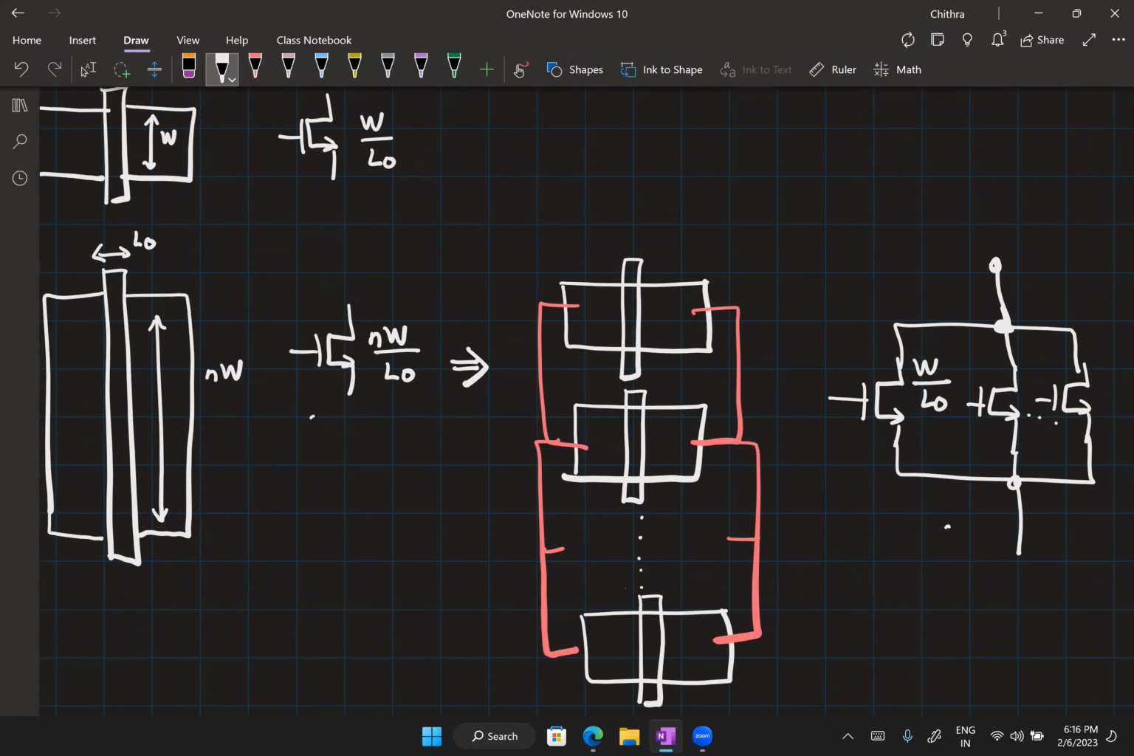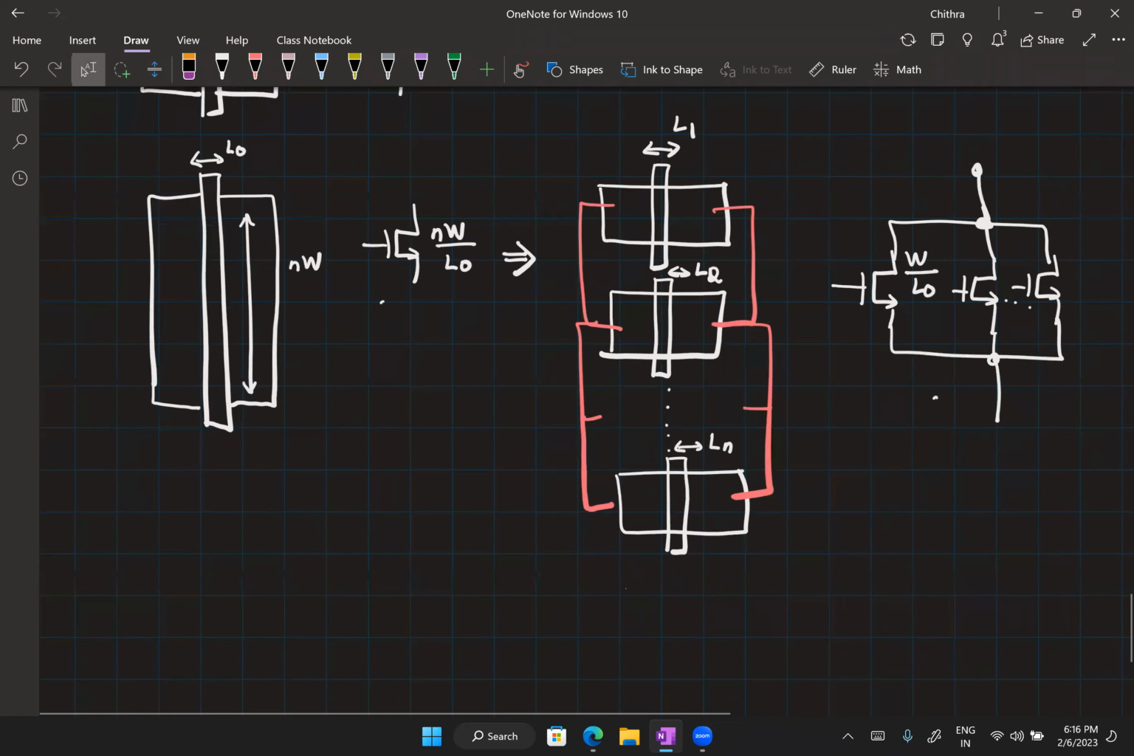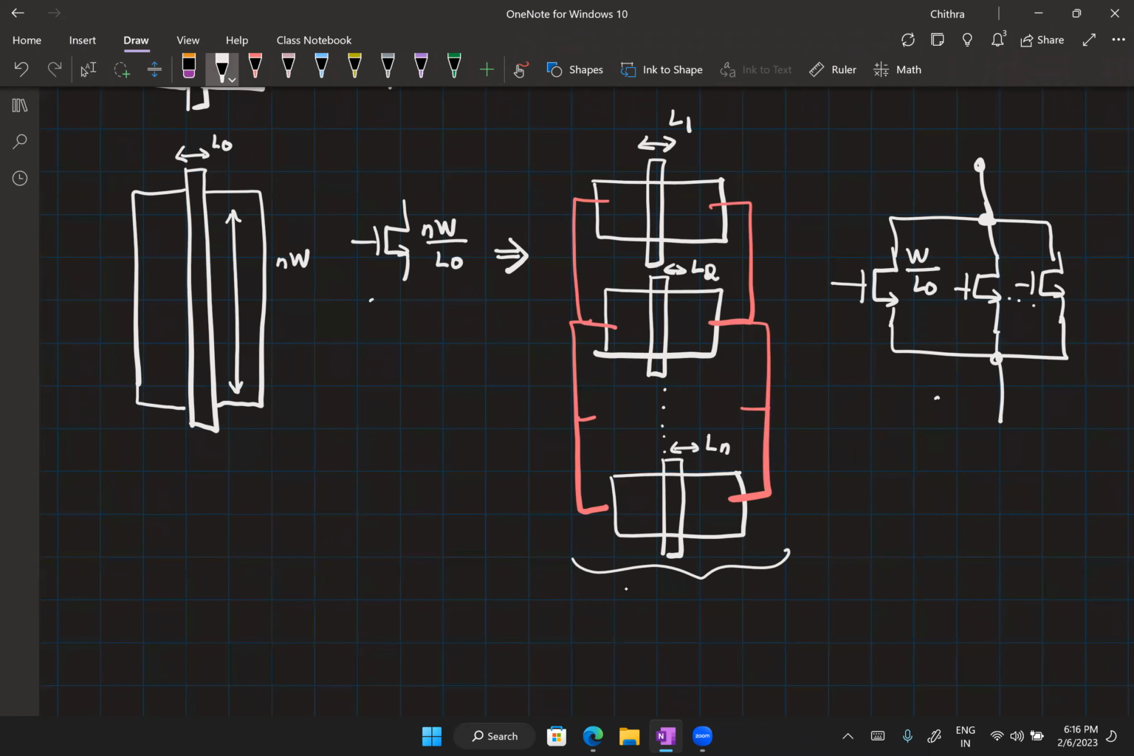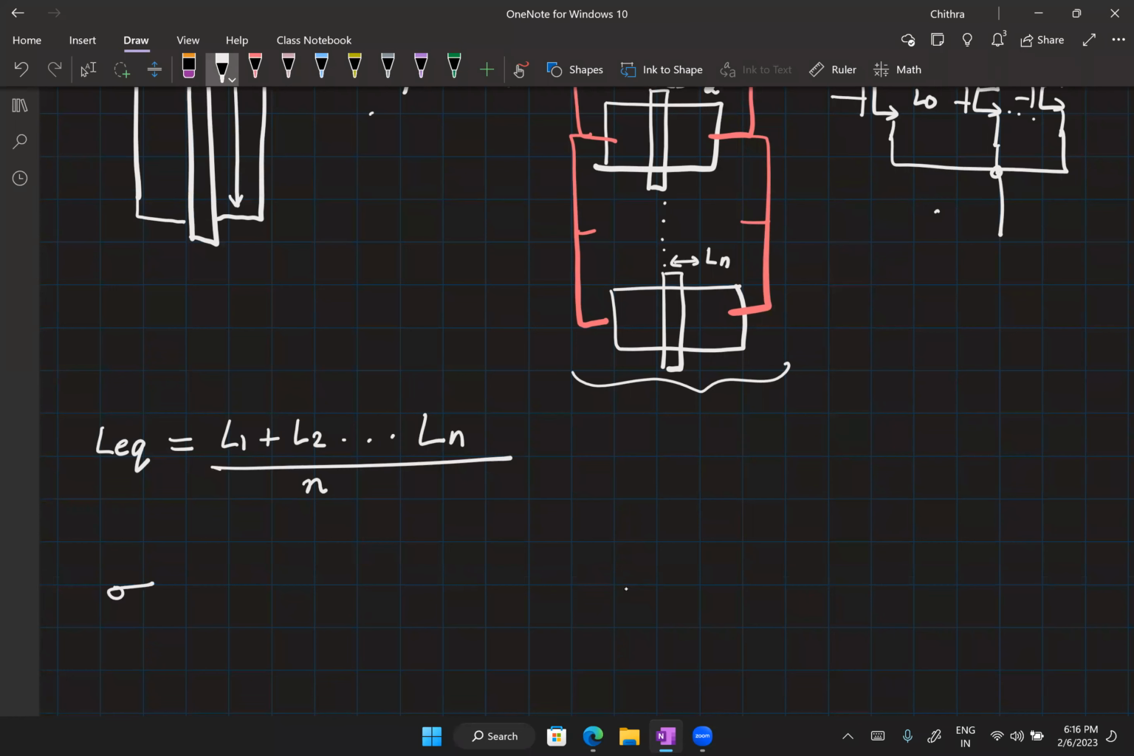Okay. So now let's say, just to keep things a little easier, I'm going to call this a random variable L1. This will have a length of, let's say, L2, etc. So nominally, everything is L0. So to make the calculations clearer, I'm using these variables. Now, I could say that the equivalent length of this transistor is the average of these individual lengths. So equivalent length is simply L1 plus L2, etc. plus Ln divided by N. Okay. What comment can I make about its standard deviation?